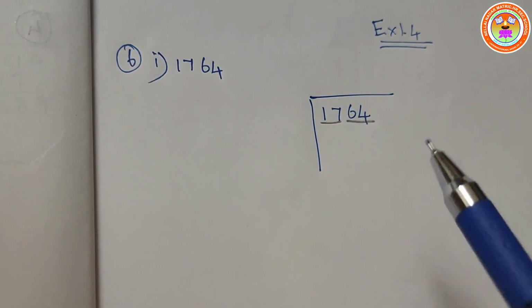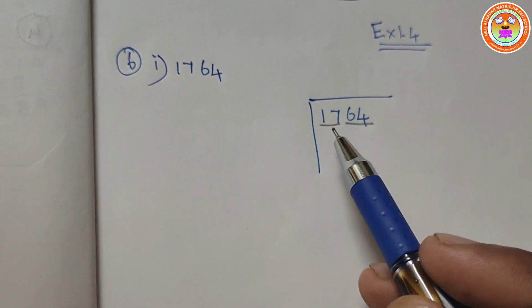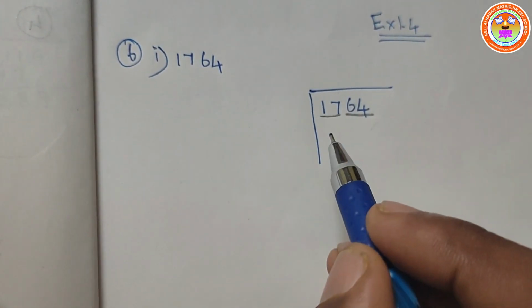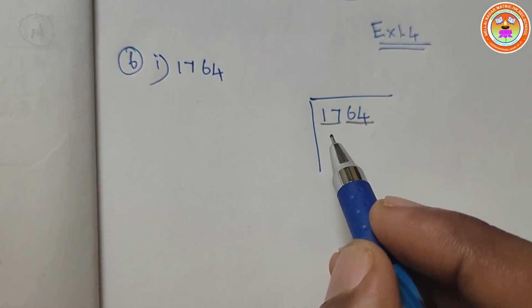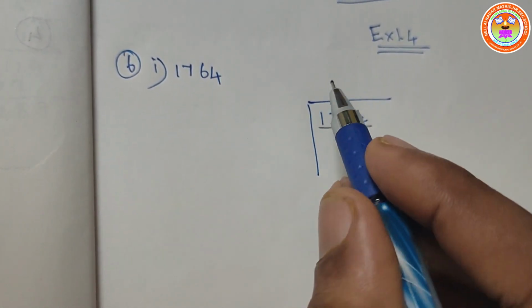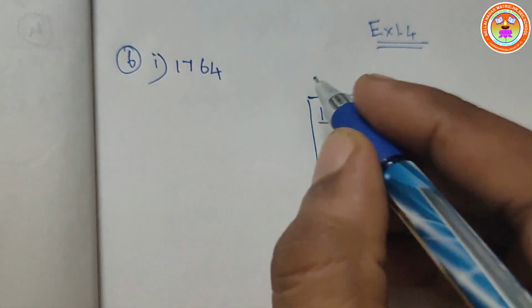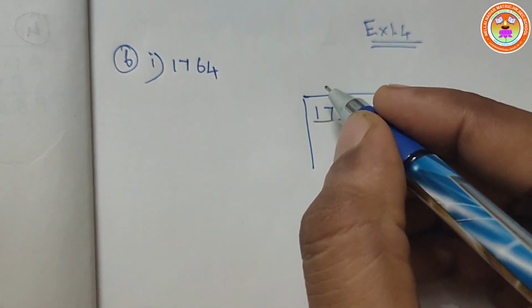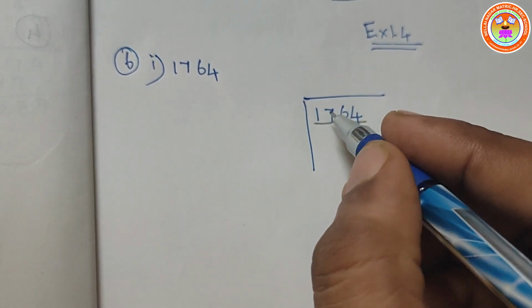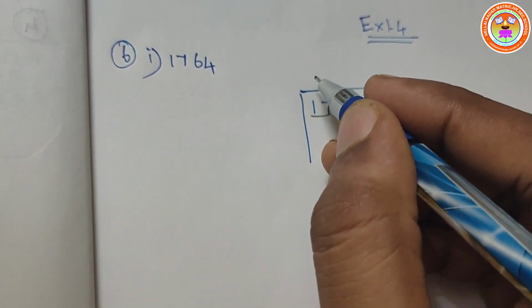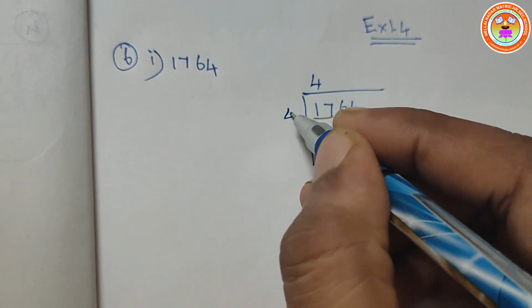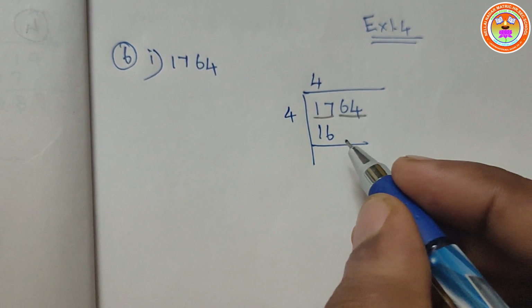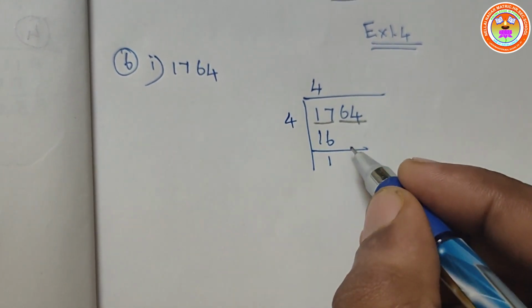Then you have to check which square is 17 or less than 17. If you take 3 threes are 9, 4 fours are 16. So 16 is less than 17. If you put 5, 5 fives are 25, it is greater than 17. So you have to choose the number according to that. It should be less than this 17. So I have chosen the number 4, 4 fours are 16. So if you subtract 17 minus 16, you will get 1. Bring down the next pair.